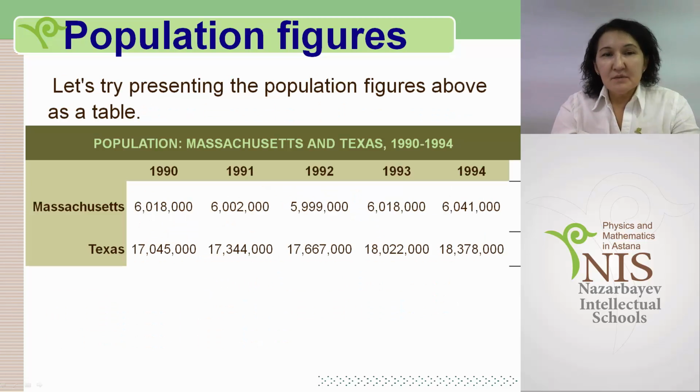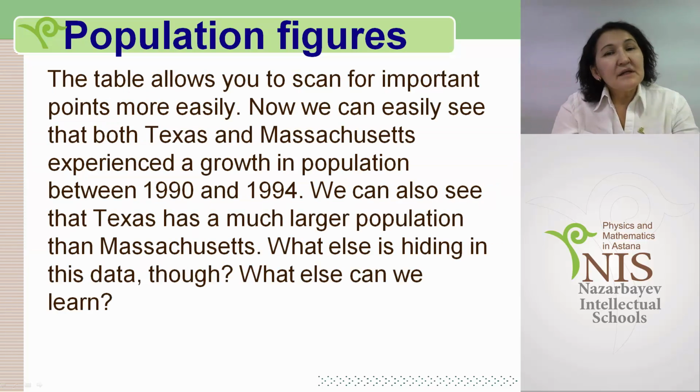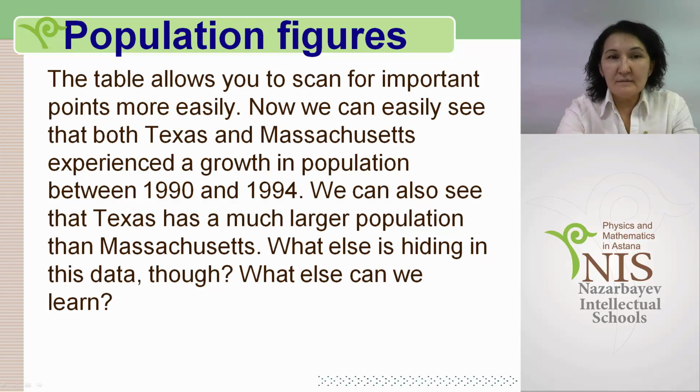So look at this table, please. And you see, it presents the population figures above as a table. What do you feel now? The table allows you to scan for important points more easily. Now we can easily see that both Texas and Massachusetts experienced a growth in population between 1990 and 1994. We can also see that Texas has a much larger population than Massachusetts. What else is hiding in this data, though? What else can we learn?